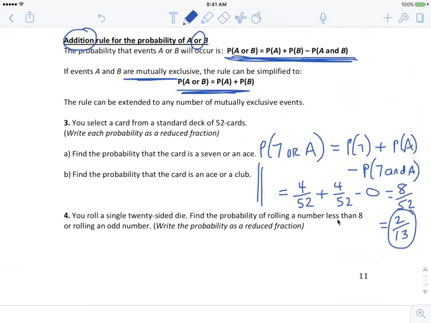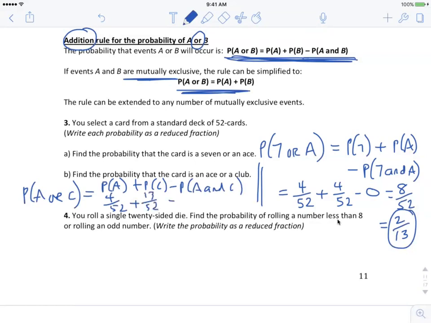Part B, we're going to find the probability that the card is an ace or a club. All right. So probability of ace or a club, let's say. So I'm going to find the probability of ace plus the probability of club minus the probability of ace and club. Probability of ace, we know, is that 4 out of 52, right? How about the probability of a club? So remember, that's the suits. There's 13 of them. That's 13 out of 52.